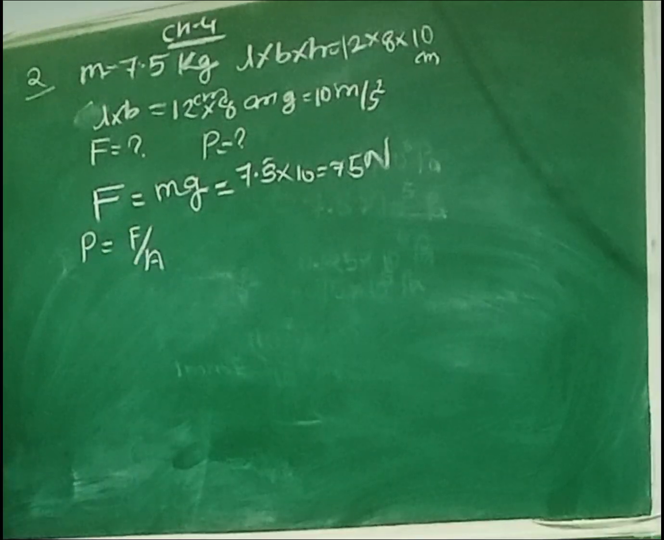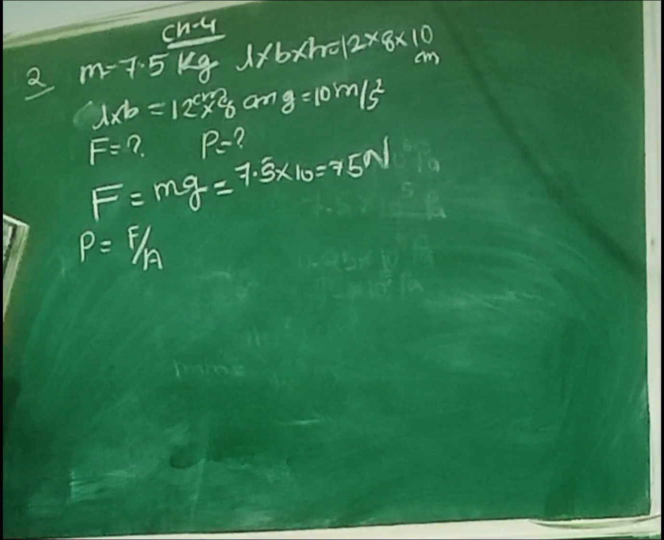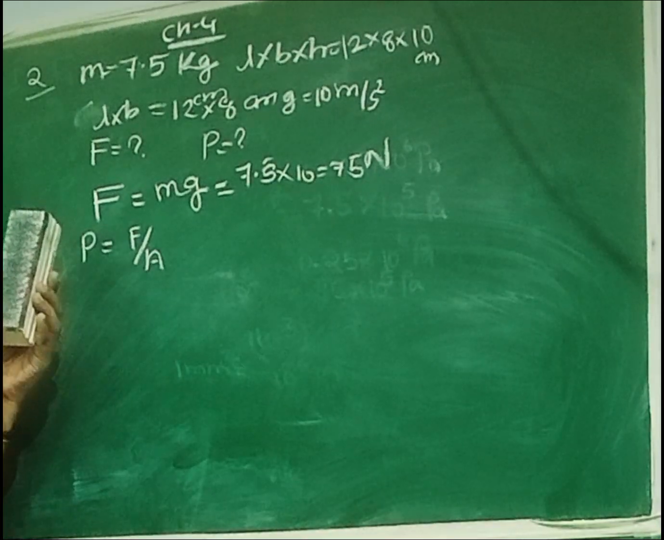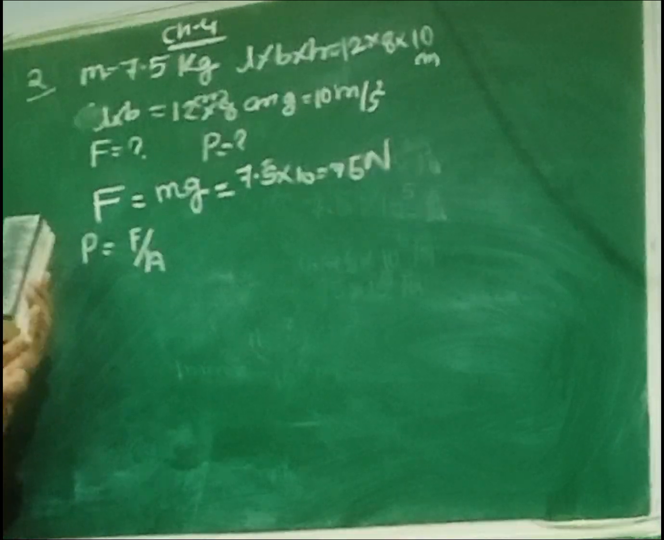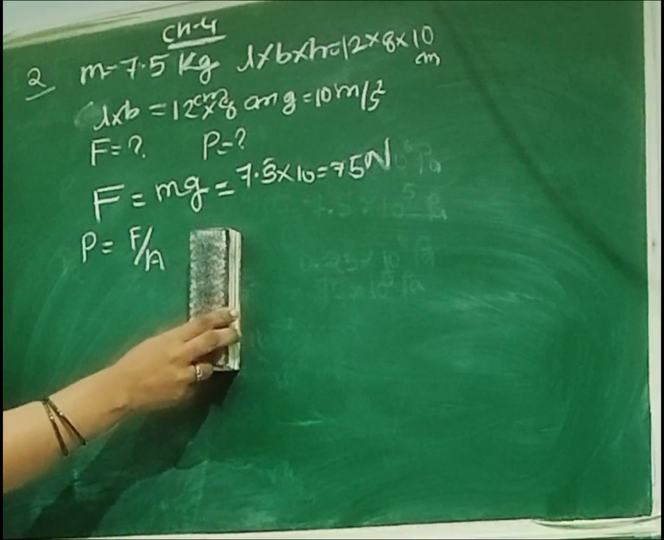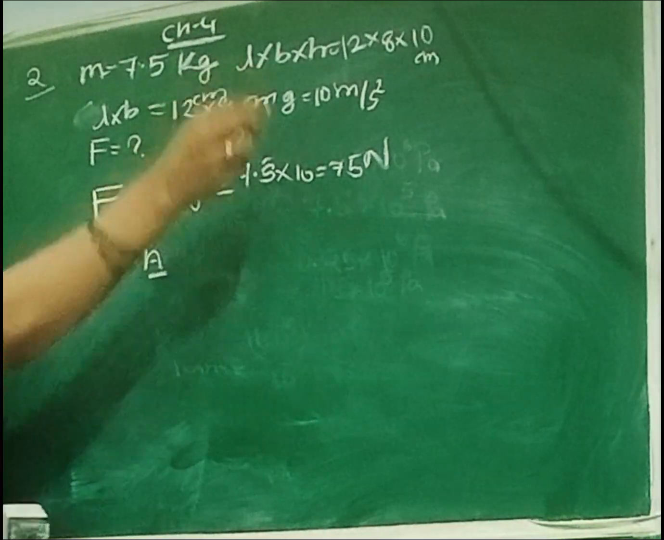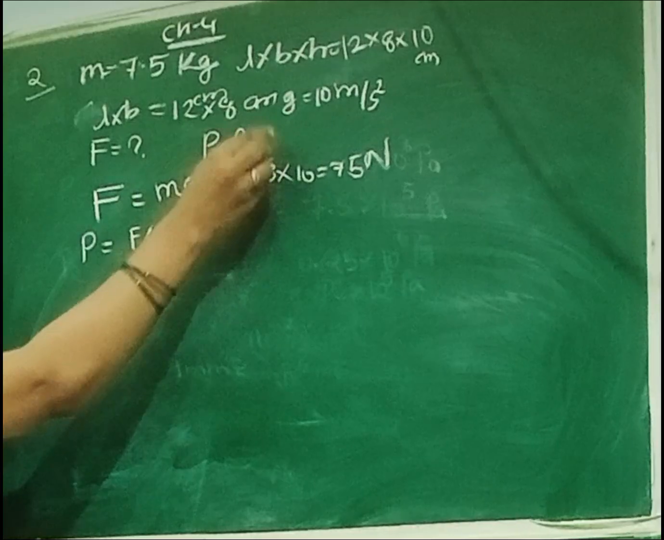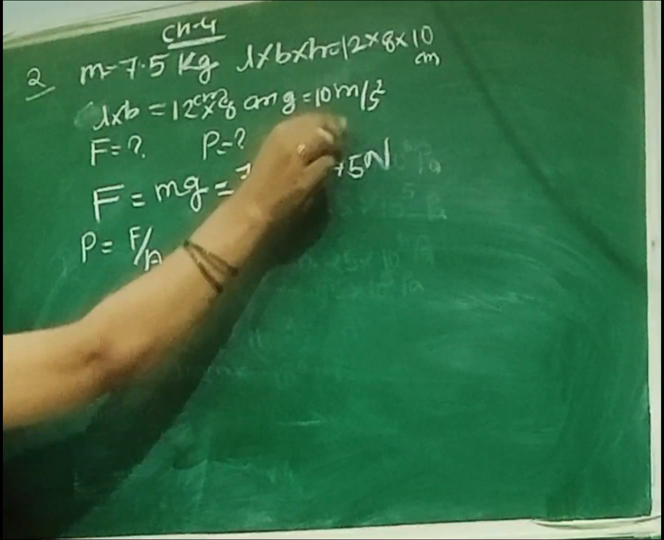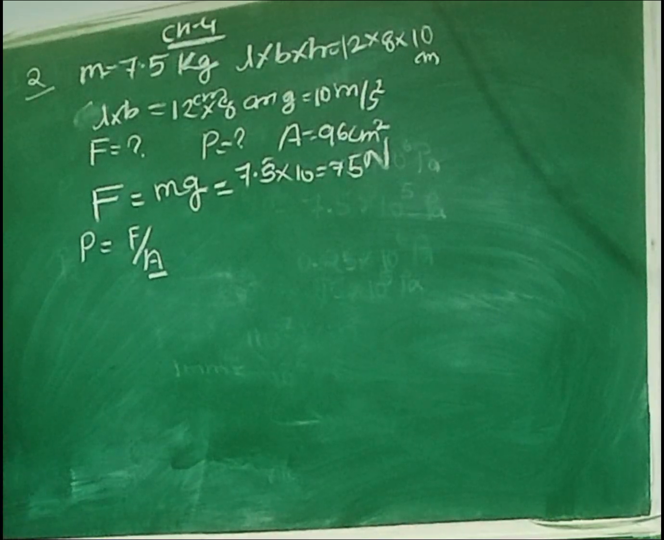Now the second thing you should know is that here it is given that the block, if this is your block, is in the cuboid shape, length is 12, breadth is 8 and then height is 10. But when you put it, you will put it like this, 12 into 8. Okay, so only this area is working here, that is why you will take area as 12 into 8. Now 12 into 8 means 96 centimeter square, but the force is in meter square. So you need to convert centimeter into meter.